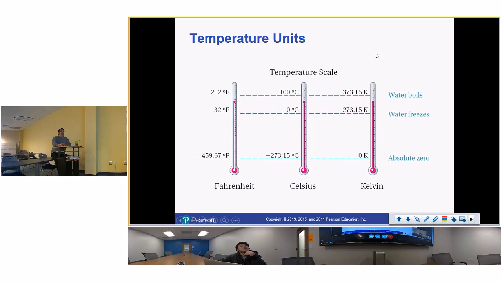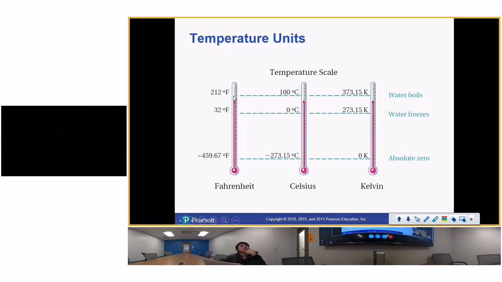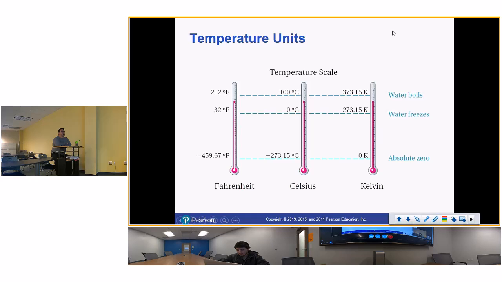They've got to be fixing to tell us the conversions, but anyway, there we go. 212 degrees, 100, and 373 degrees Kelvin. So this is a good picture to take, or great to put in your notes. It gives you the Fahrenheit, Celsius, and Kelvin. Very good. 212, 100, and 373.